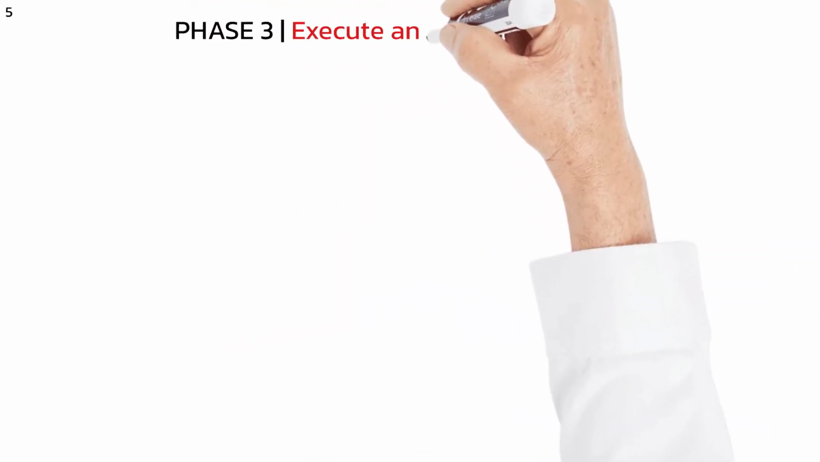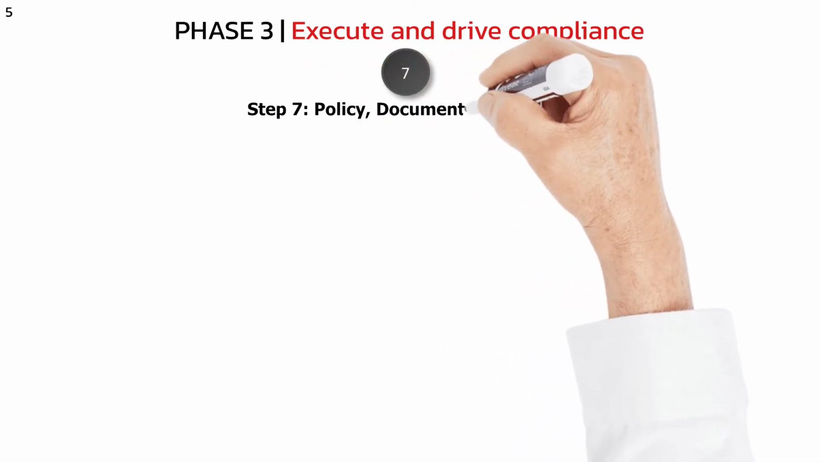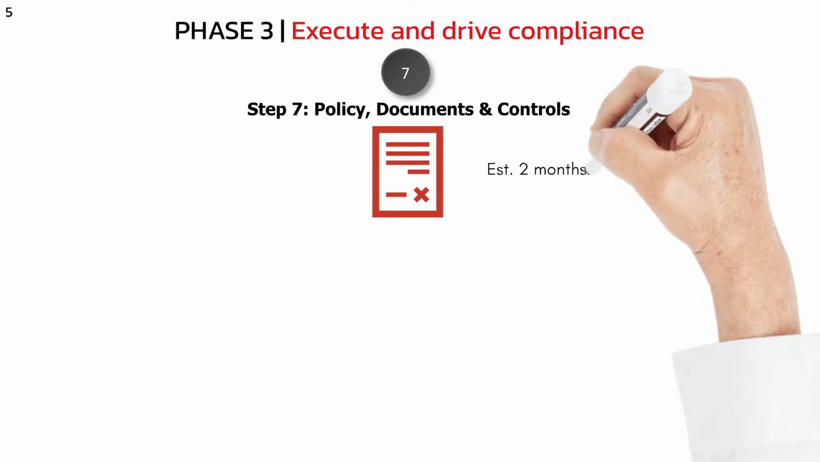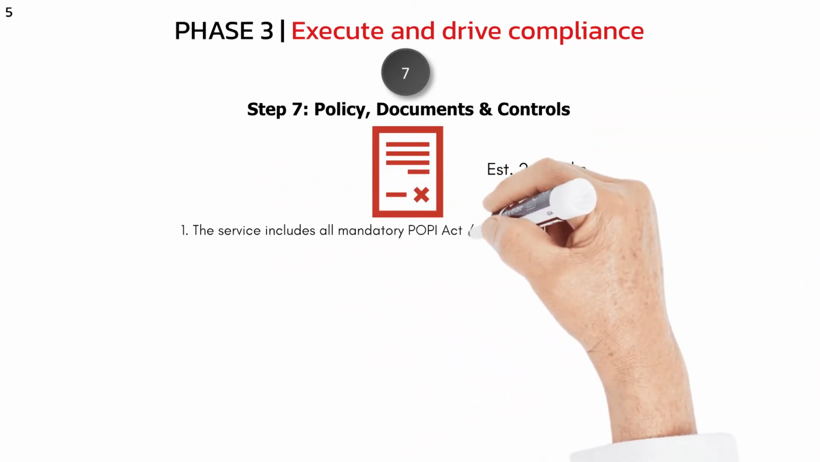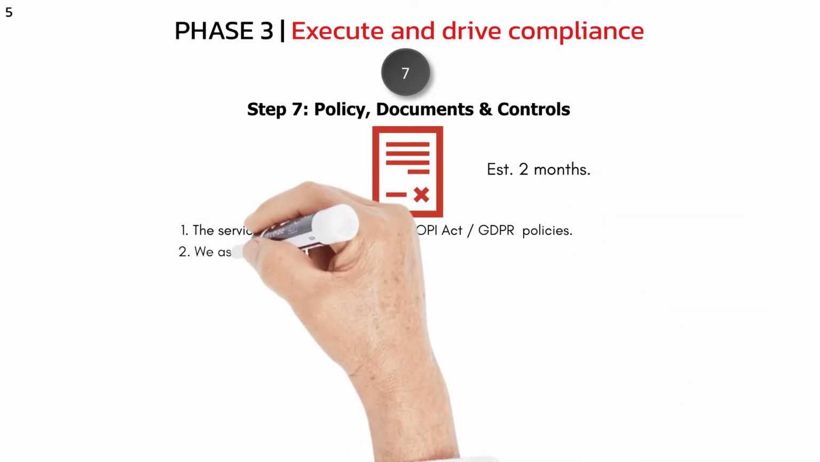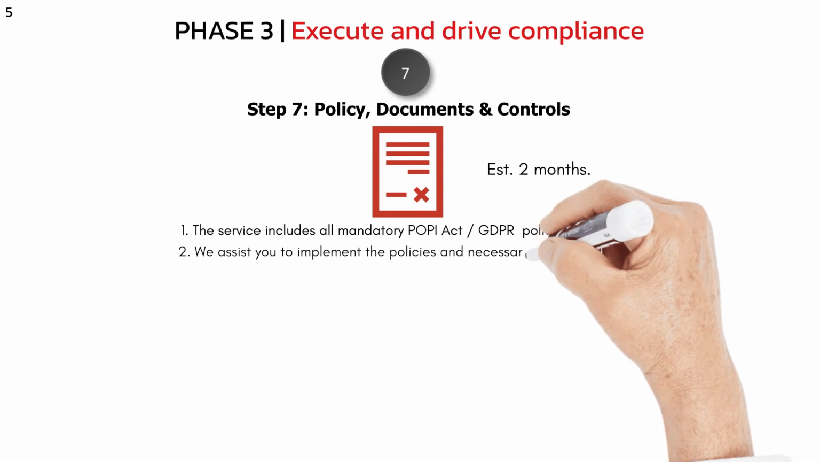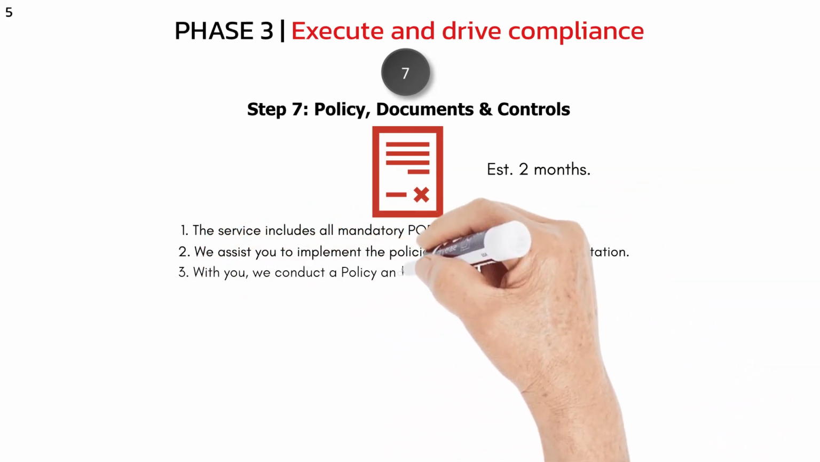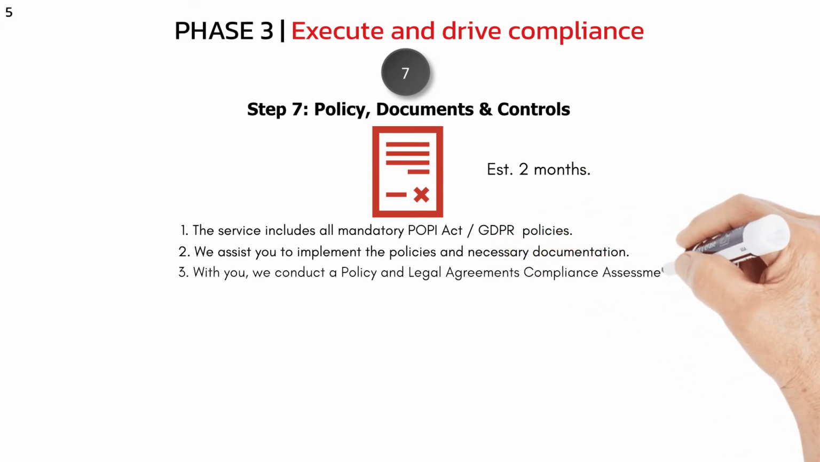Phase 3, Execute and Drive Compliance. Step 7, Policy, Documents and Controls. Estimate 2 months. 1. The service includes all mandatory POPIA Act, GDPR policies. 2. We assist you to implement the policies and necessary documentation. 3. With you, we conduct a policy and legal agreements compliance assessment.